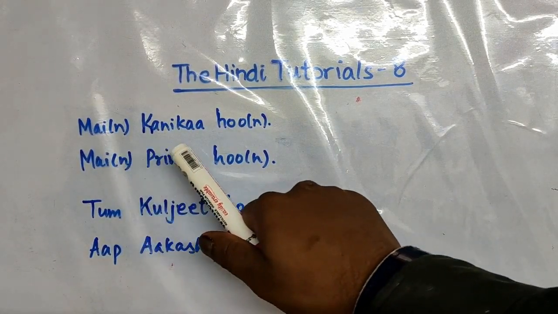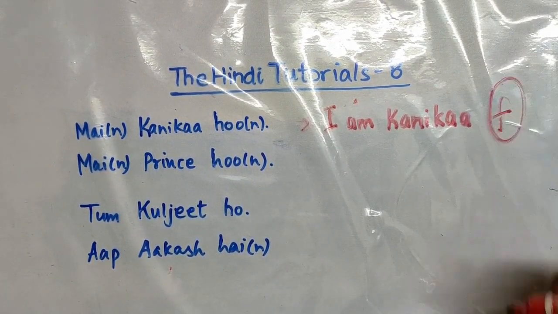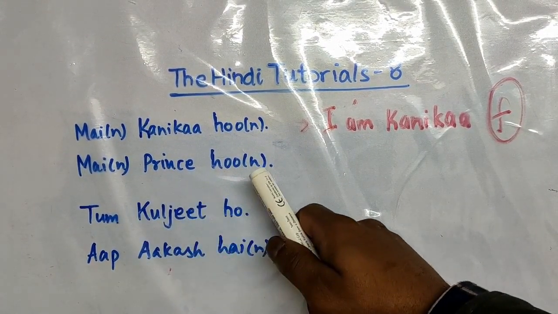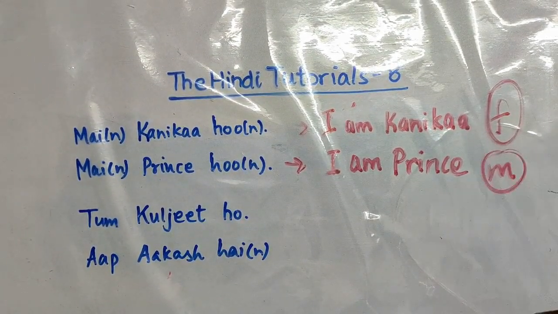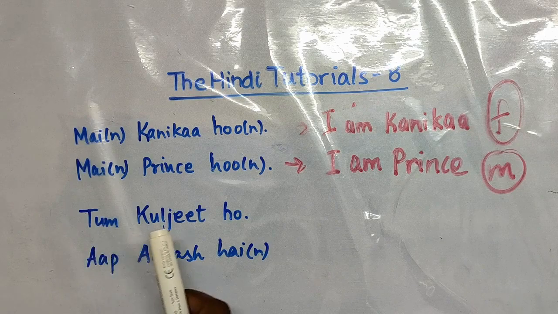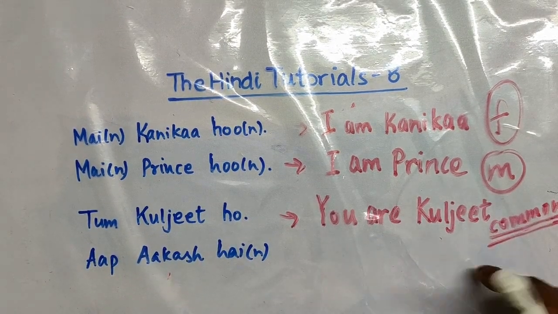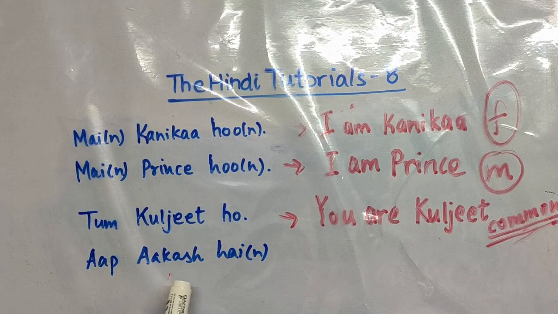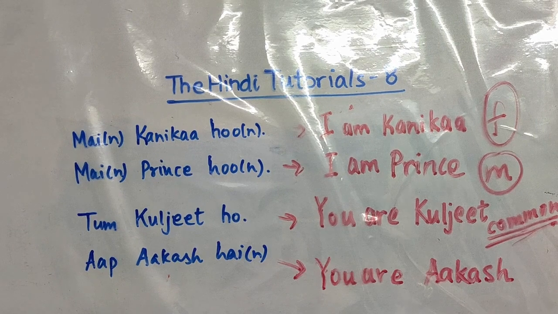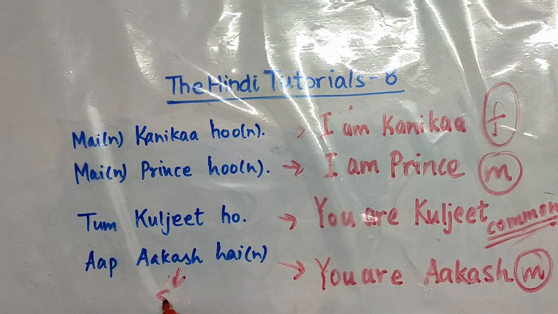मैं कनिका हूँ means I am Kanika, female name. मैं प्रिंस हूँ would mean I am Prince. It's a male name here. तुम कुलजीत हो. You are Kuljit. Kuljit is a common name, both male and female. आप आकाश हैं. You are Akash. It's a male name. Well, don't get confused because Akash literally means the sky.